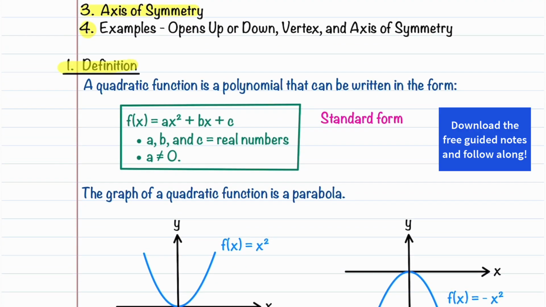Let's begin by seeing what a quadratic function looks like. A quadratic function is a polynomial that can be written in this form: f of x is equal to ax squared plus bx plus c. a, b, and c are real numbers, and a, the term that multiplies the x squared, is not equal to 0. If it were equal to 0, it wouldn't be a quadratic function, and instead it would be a linear function. When we write a quadratic function like this, it's called writing it in standard form.